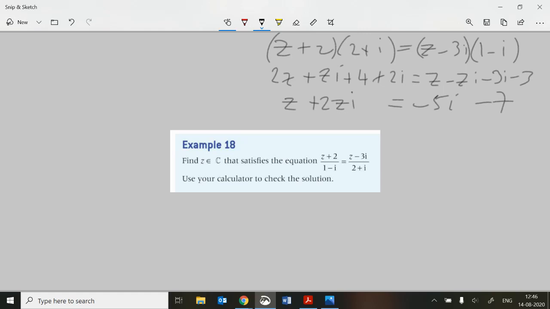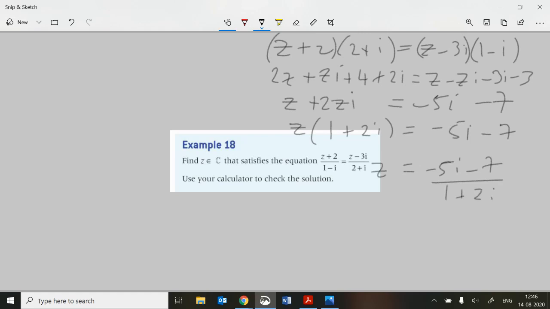Now, we're trying to get Z as the subject, so we're going to factorize out the Z there. So we've got Z times 1 plus 2i equals minus 5i minus 7. We can do our division, of course. Minus 5i minus 7 over 1 plus 2i is equal to Z.